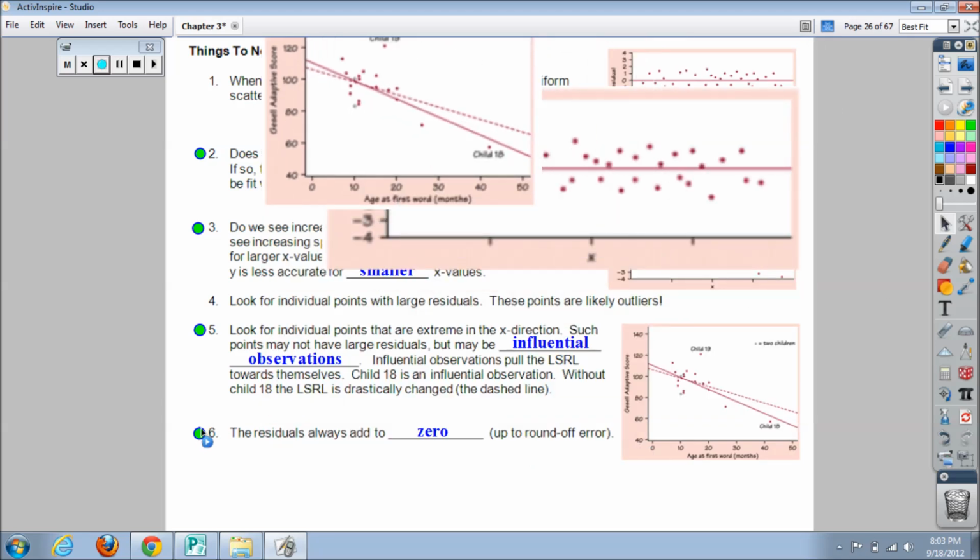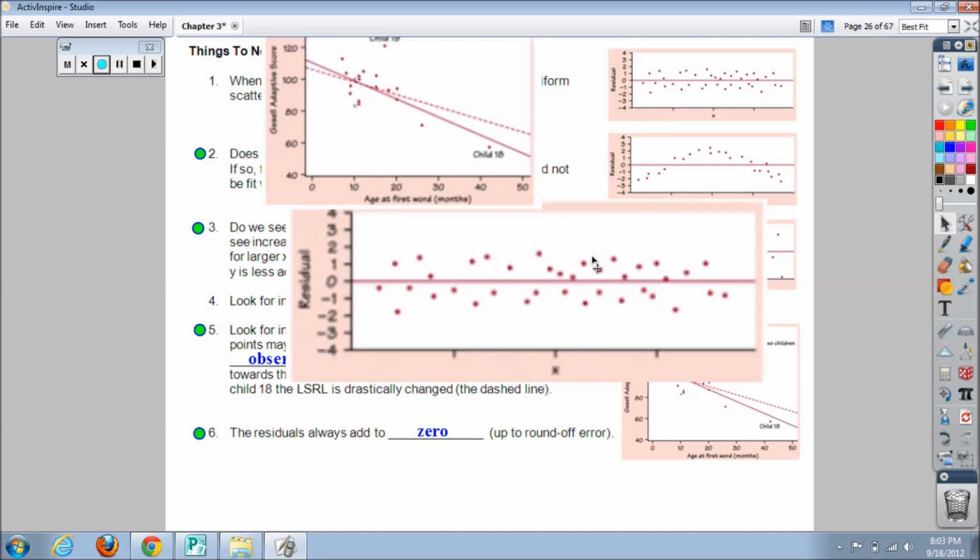Now, the residuals will always add up to 0, just like when we did standard deviation. I said if you took all those deviations of every x value from their mean, some were positive and some were negative, and we couldn't take the average of those because the sum of them ended up being 0. The same thing applies with the residuals. All of these positives are going to cancel out with all of these negatives in the end.